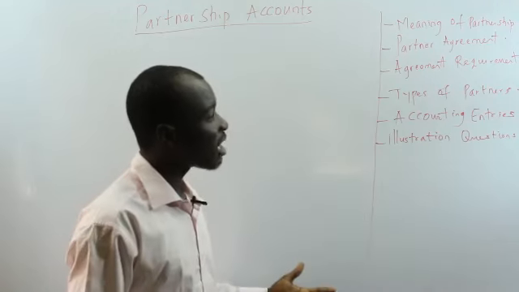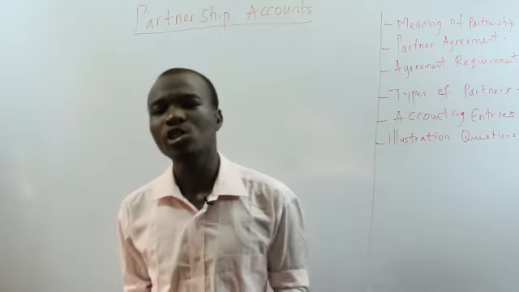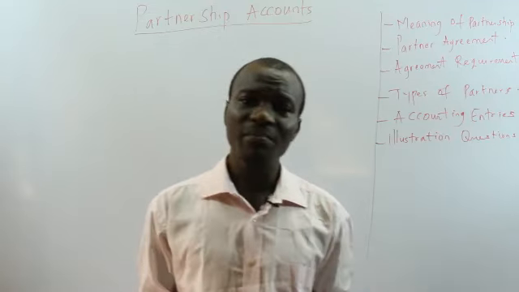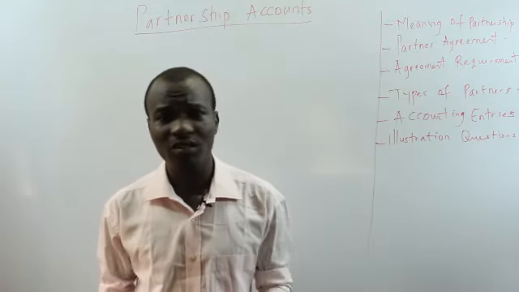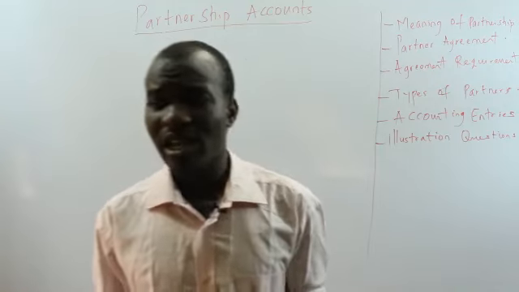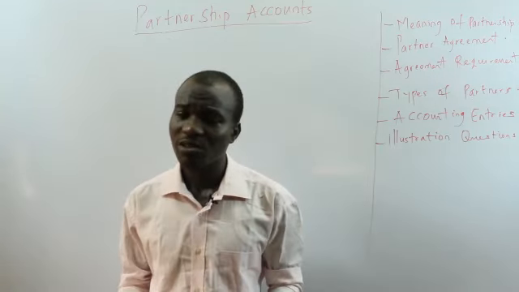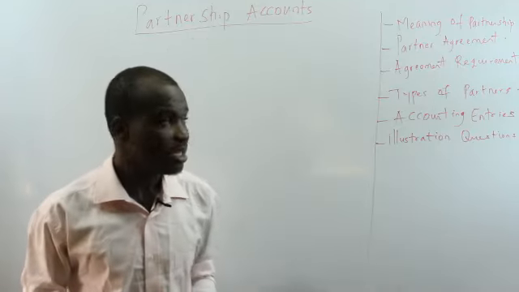Now the next form of partner we have is the sleeping or dormant partner. That is the opposite of the active partner. The sleeping or dormant partner does not take any part in the administration of the business. That is, they contribute capital, but they do not take an active part in the day-to-day running of the business. They remain dormant in the partnership.